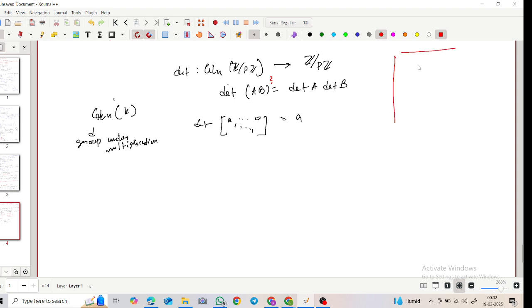And another thing he was saying is that GLN Z mod pZ, or maybe for any field K, GLN K mod SLN K, is it isomorphic to K star, that is K minus 0? So those things we will have to check out.